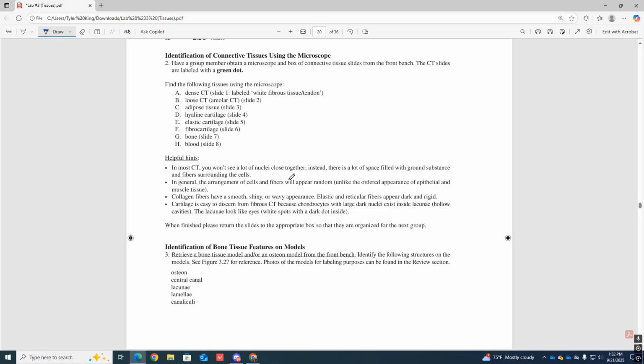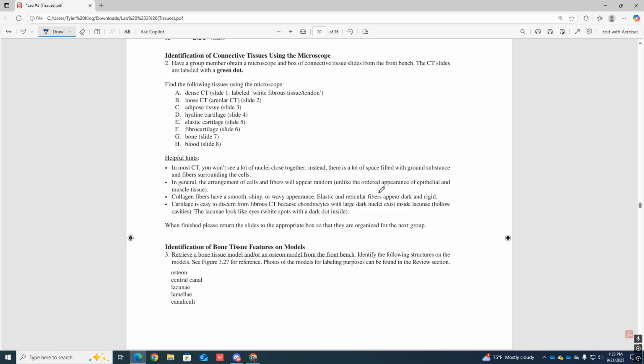Obviously, some of them have more of an arrangement-looking appearance, such as the fibrocartilage, which looks a little more uniform with the rows of the lacunae. The dense connective tissue, if it's not irregular, if it's the regular, it's going to look more arranged. Remember, the irregular one is kind of like that bath bomb in the water. It looks kind of like a hodgepodge of different things. Okay. Versus the collagen fibers, which have a smooth, shiny, or wavy appearance to them.